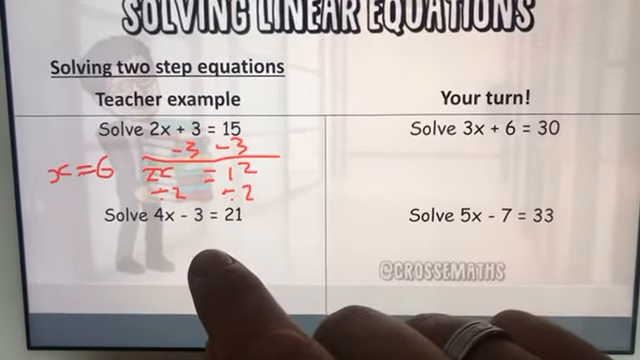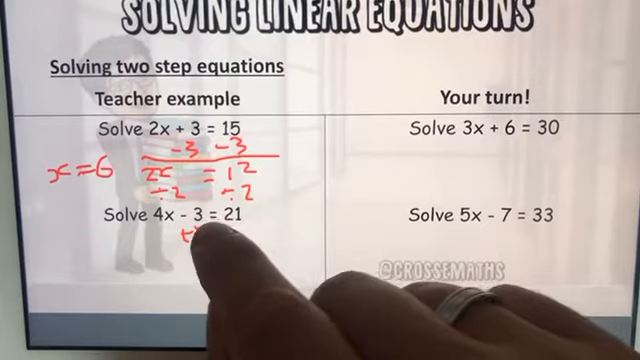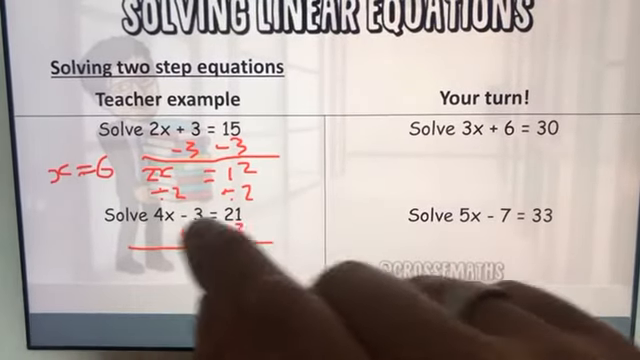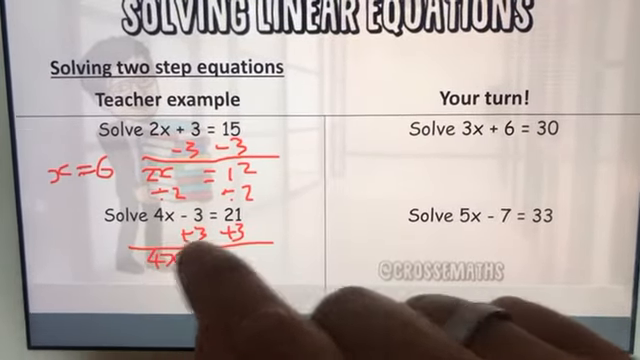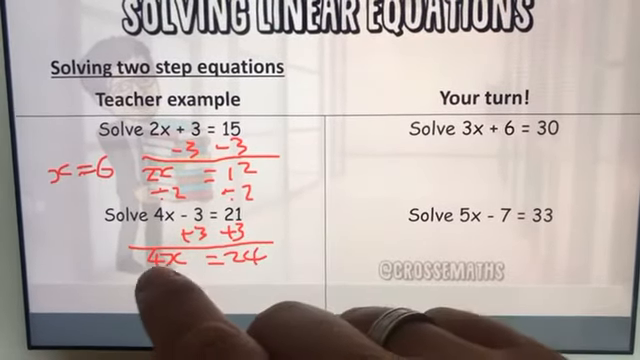Underneath, 4x take away 3 equals 21. Again, I'm going to get rid of this take away 3 first, so I've got to do the opposite. So I'm going to add 3 to both sides. 4x moves straight down. Minus 3 plus 3 makes nothing. 21 plus 3 is 24. Then I'm going to divide by 4.